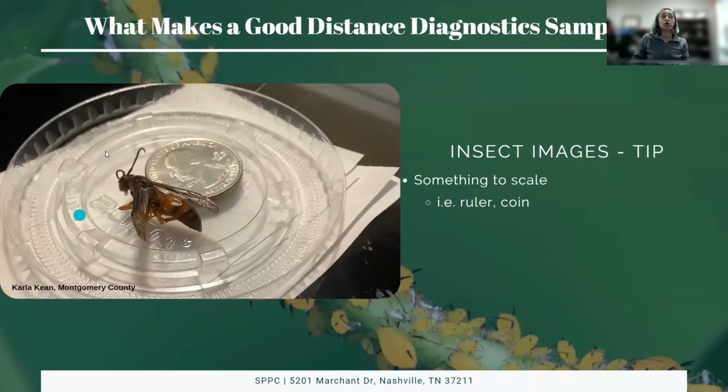It's really great to always take pictures, whether it's an insect or a plant disease, with something to scale, so I can get an idea of just how big is this insect or how big is the leaf spot. So having something of a known size like a quarter or even a ruler in an image is always going to be helpful.